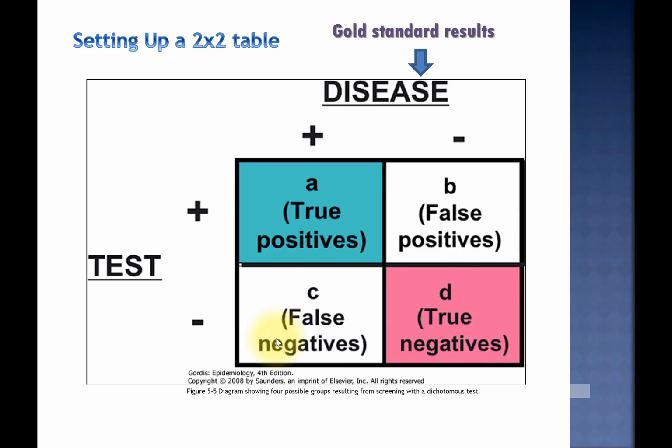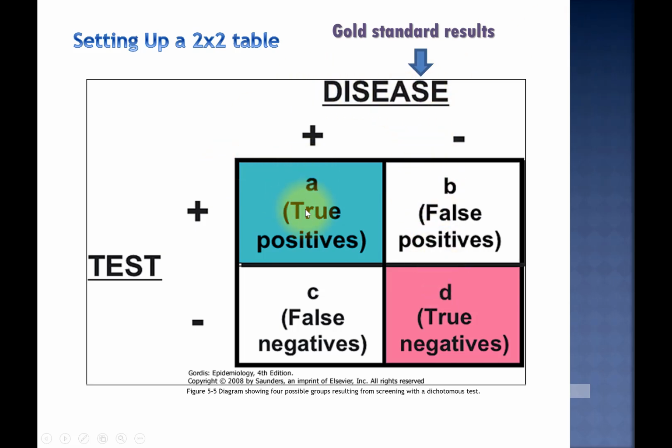This is how we set up a 2x2 table in epidemiology. On the left, you will have the test results. So you're always going to put your test results on the left side, and you're always going to put the positive on top and then the negative. This way you're going to be reading your test results. And then on the very top, you're going to have your disease status, okay? So that means, is the person actually positive for the disease? Okay, so positives are going to go this way, and then negative for disease.